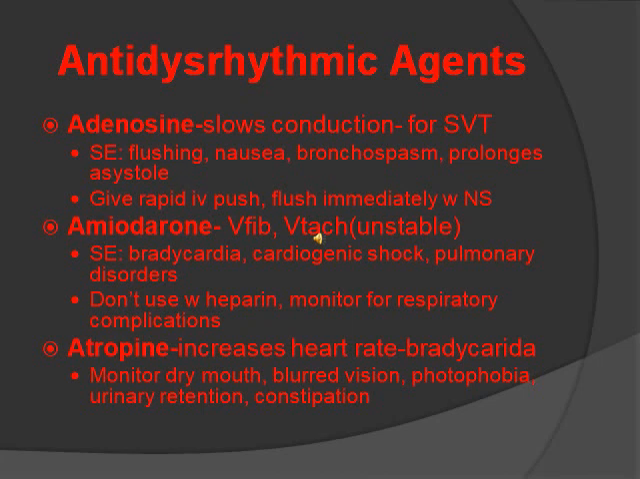Next one, amiodarone. It's for VFib and unstable VTach. Some side effects are bradycardia, cardiogenic shock, and pulmonary disorders. Do not give this with heparin, and you want to monitor for respiratory complications. And the last one is atropine. It increases the heart rate for bradycardia. You want to monitor dry mouth, blurred vision, photophobia, urinary retention, and constipation.